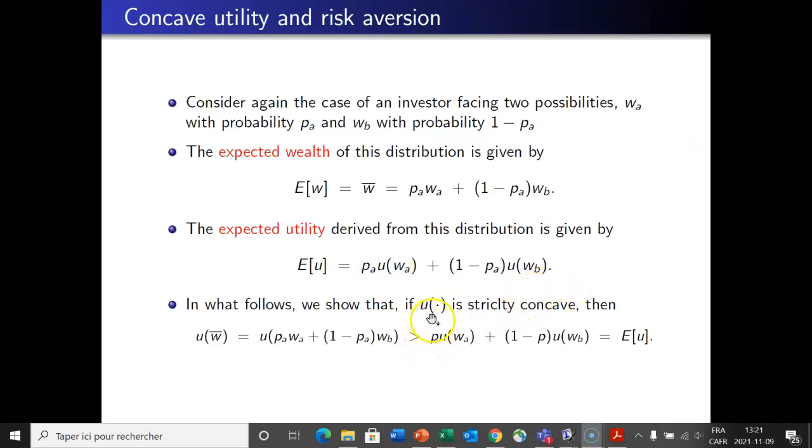In what follows, we will show that if U is strictly concave, then the utility of the expected wealth is strictly larger than the expected utility of wealth. And we will use this relationship to explain that someone with a concave utility function is willing to sacrifice some of his or her expected wealth in order to reduce the risk of the possibilities he or she is facing. Which means someone with a concave utility function is averse to risk.